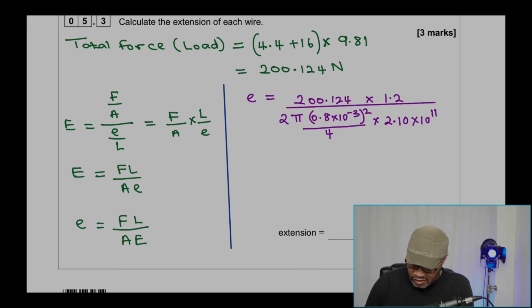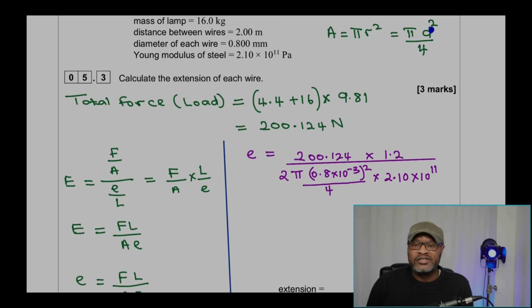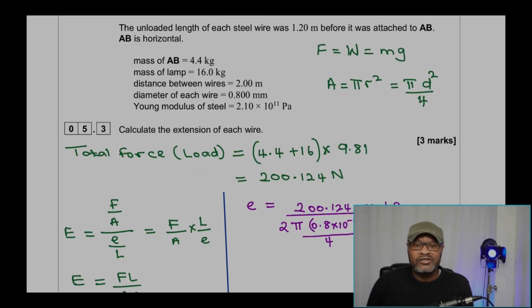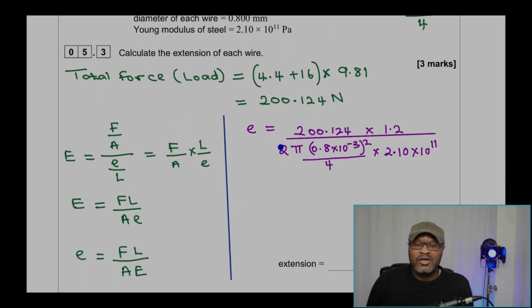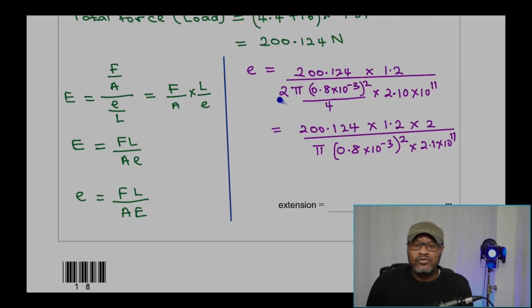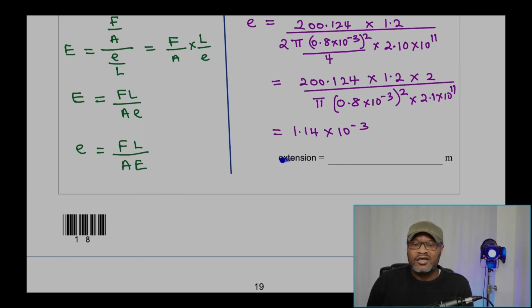So what we need to do now is populate it with the values and replace the area, because area is pi d squared over 4. So that will be the area. Because there are 2 of them, so there's that and that, my area will be times 2 for the steel wire, and then times it by the Young modulus here. 2 cancels that 2 there, so you get 2 at the bottom, and that 2 then goes up here, because you get 1 over 1 over 2. 1 over 1 over 2 is 2, so that's why that 2 goes up there. And you've got the pi times the diameter squared times Young modulus. And if you compute that on your calculator, you get 1.14 times 10 to the power minus 3 meters.